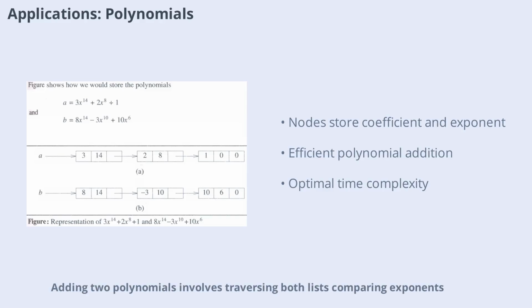Linked lists are used to represent polynomials, where each node contains a coefficient and exponent. Adding two polynomials involves traversing both lists, comparing exponents, and creating new nodes for the result. This approach allows for efficient storage and manipulation of polynomials, especially when many terms are zero. The algorithm for polynomial addition is optimal, with a time complexity proportional to the sum of the number of terms in both polynomials.